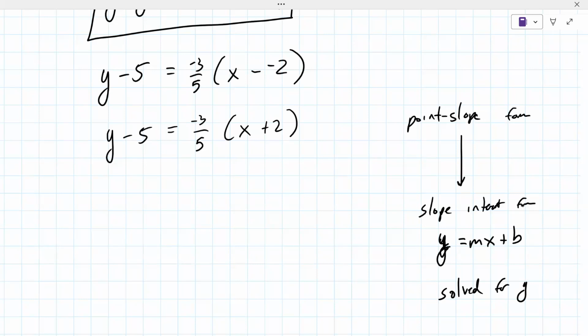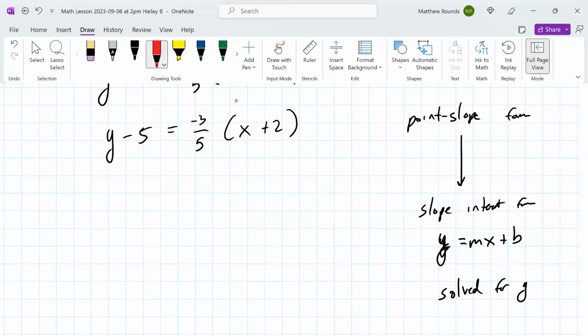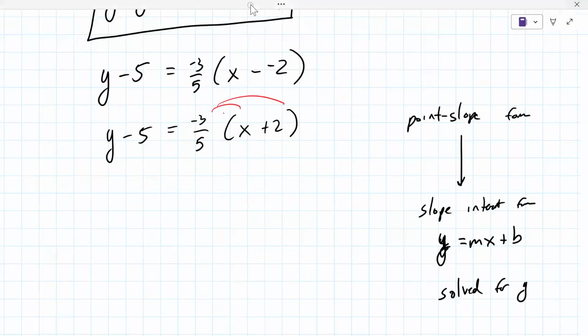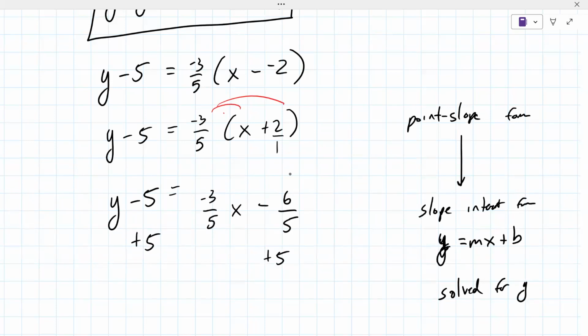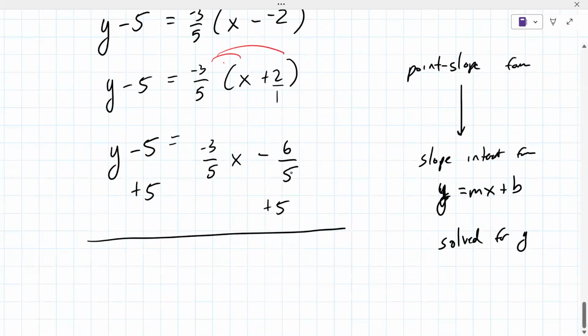in this problem. So to do that, you first distribute this number in a fraction, which isn't great. I get that. It's not great. When you multiply it in, you multiply a fraction by putting this over 1. You're multiplying the top number and then the bottom number. So it's -6/5 like that. And then the last step here is to add 5 to both sides. And that does solve it for y, but it's not simplified.